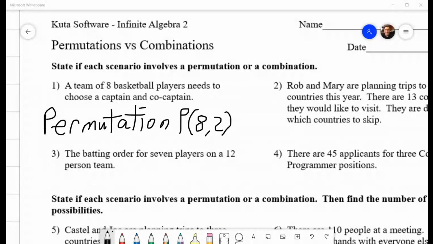So, I used Desmos for this, the calculator. I think I showed you guys that. You get 56. Right, there are 8 players and you're choosing 2 of them.